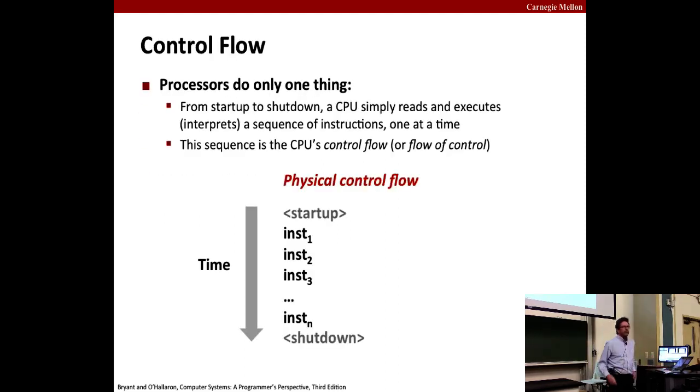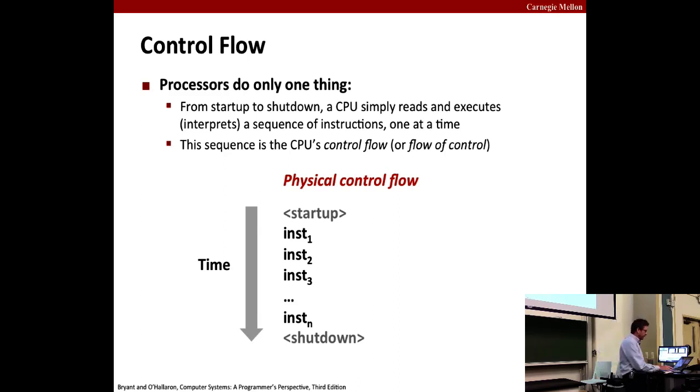So the idea is when you turn on a computer, from the very first time you turn it on, it just executes one instruction after another until you turn it off. And if you have multiple cores, then each of those cores is executing instructions one after the other. Now this sequence of instructions is called the control flow. And the actual sequence of instructions that the hardware is executing is called the physical control flow.